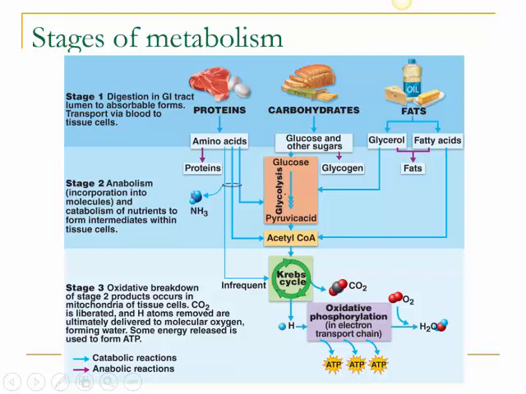So glucose enters in the first phase. This was all where amino acids make proteins, glucose and sugars make glycogen, and glycerol and fatty acids combine to make fats. That is anabolism. So that part goes into forming intermediates within cell tissues.